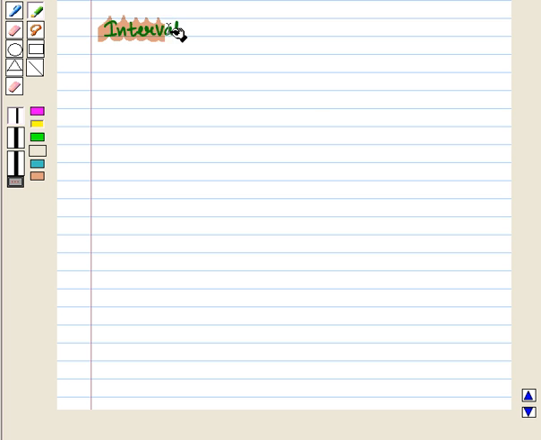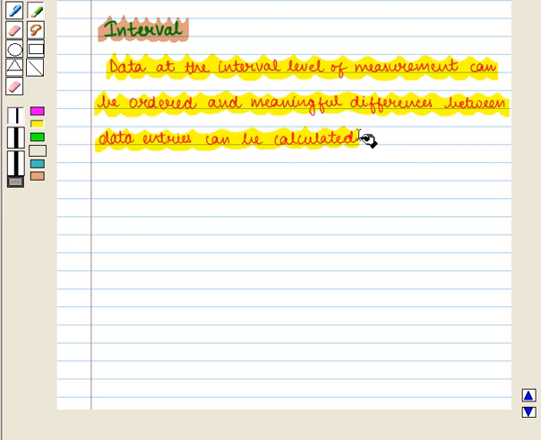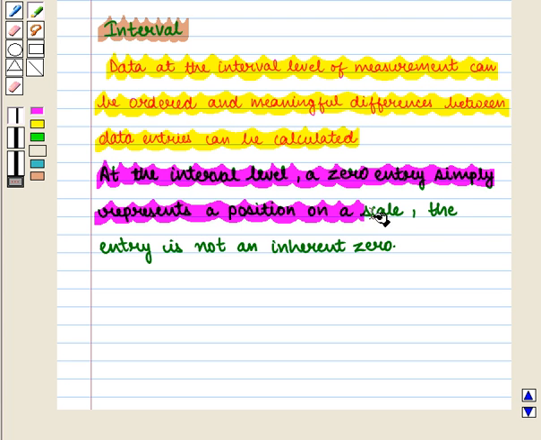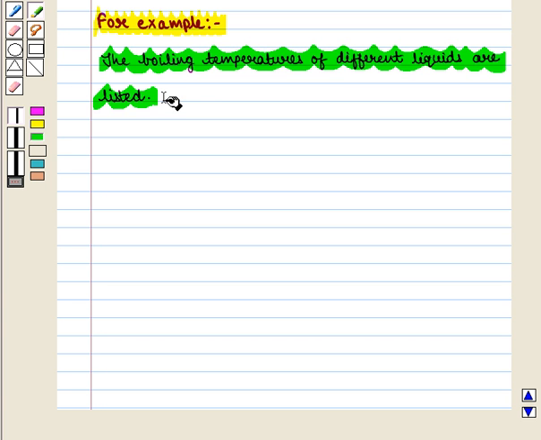Then we have interval. Data at the interval level of measurement can be ordered, and meaningful differences between data entries can be calculated. At the interval level, a zero entry simply represents a position on a scale. The entry is not an inherent zero. Suppose the boiling temperatures of different liquids are listed. This is an example of interval level data.